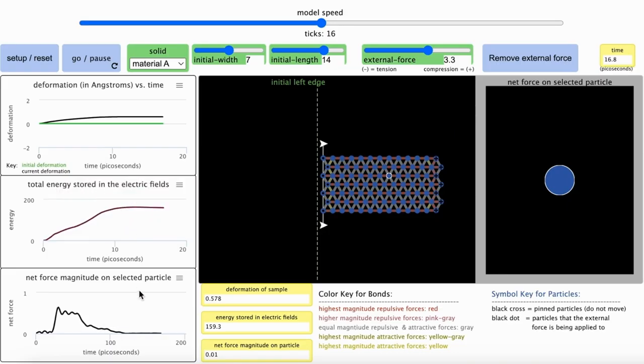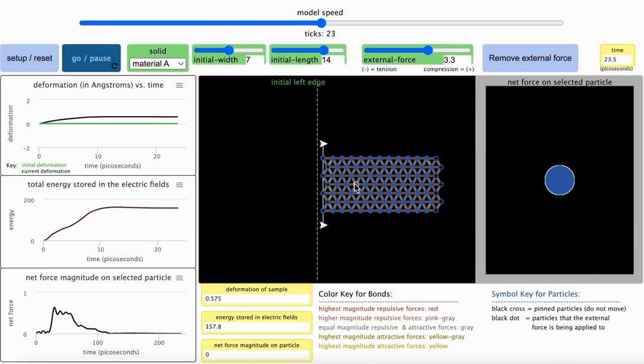The bottom graph provides you a measure of the magnitude of the net force on the selected particle in the solid. The selected particle has a white outline. You can use your mouse to click on a new particle to select to measure the net force on when the model is running and not paused.